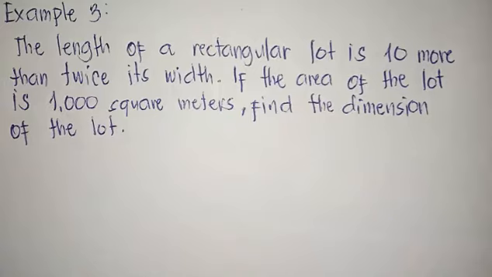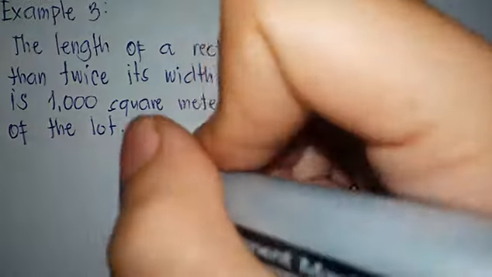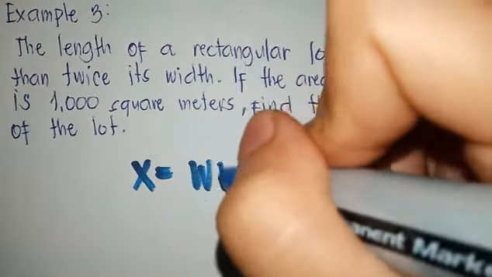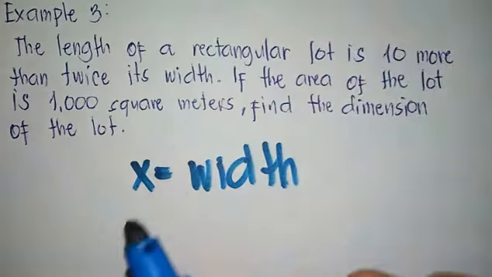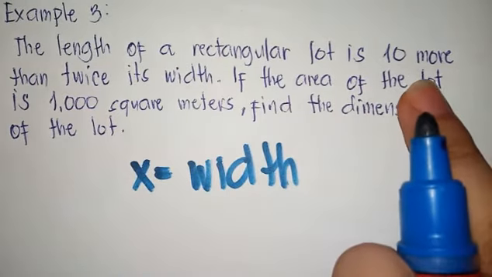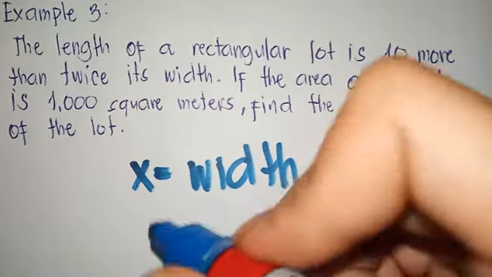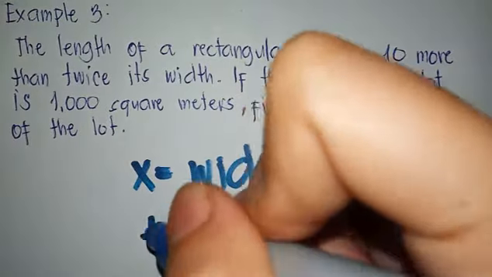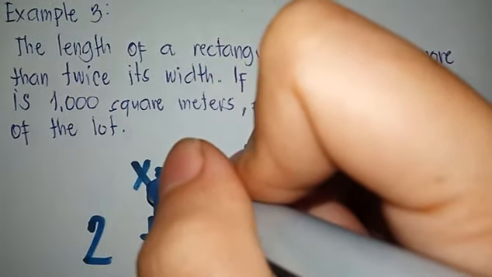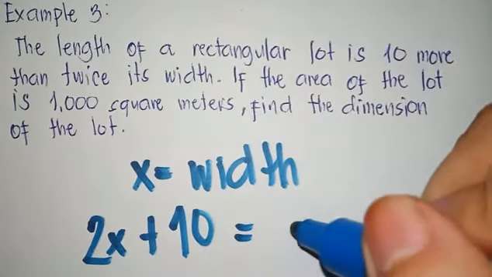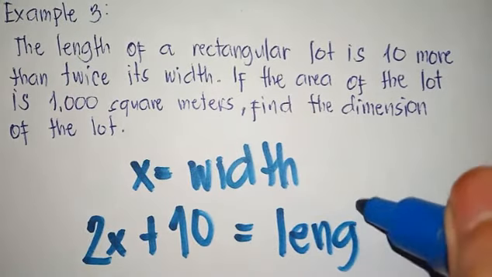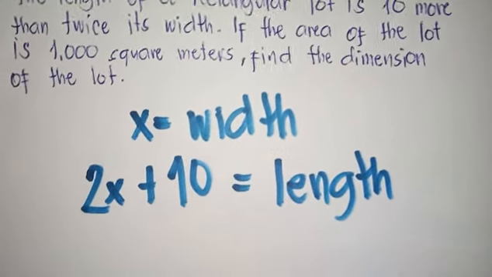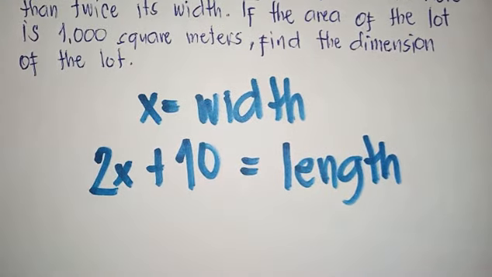So, since sinabi dito na rectangular lot is 10 more than twice its width, yun daw yung ating length. So, ibig sabihin, i-let x muna natin as the width. Then, sinabi dyan na yung ating length daw ay 10 more than twice its width. So, we have 10 more than twice its width. So, yung width natin ay x. So, ito yung ating magiging length na ngayon. So, sabi dyan, find the dimension of the lot.